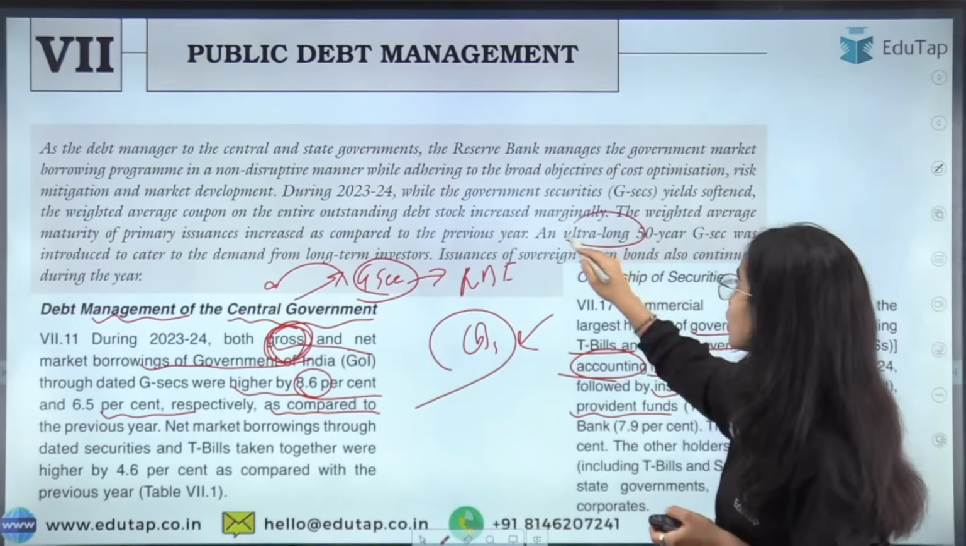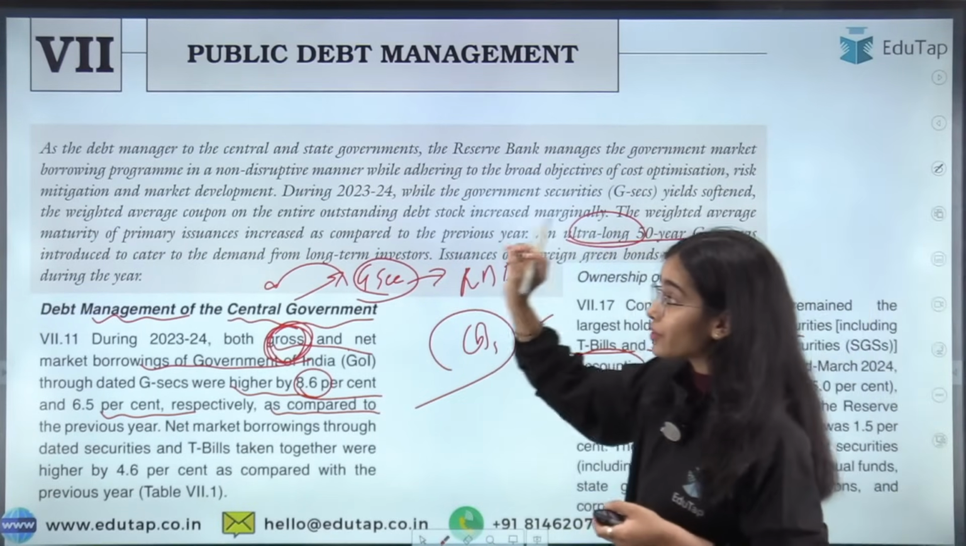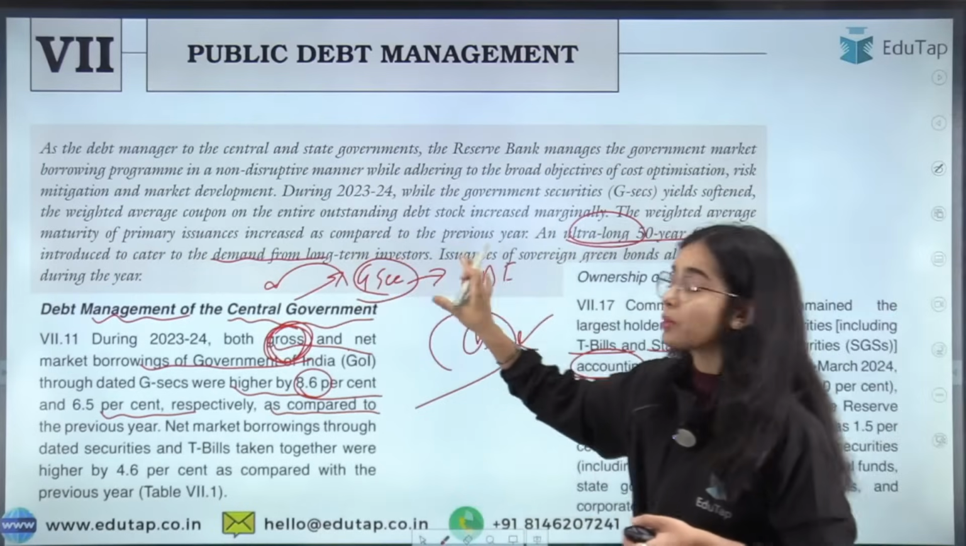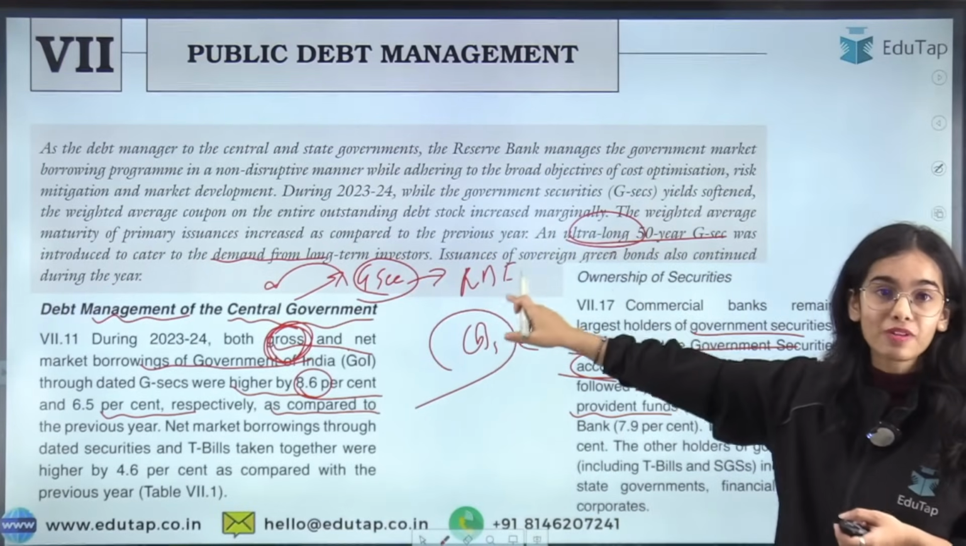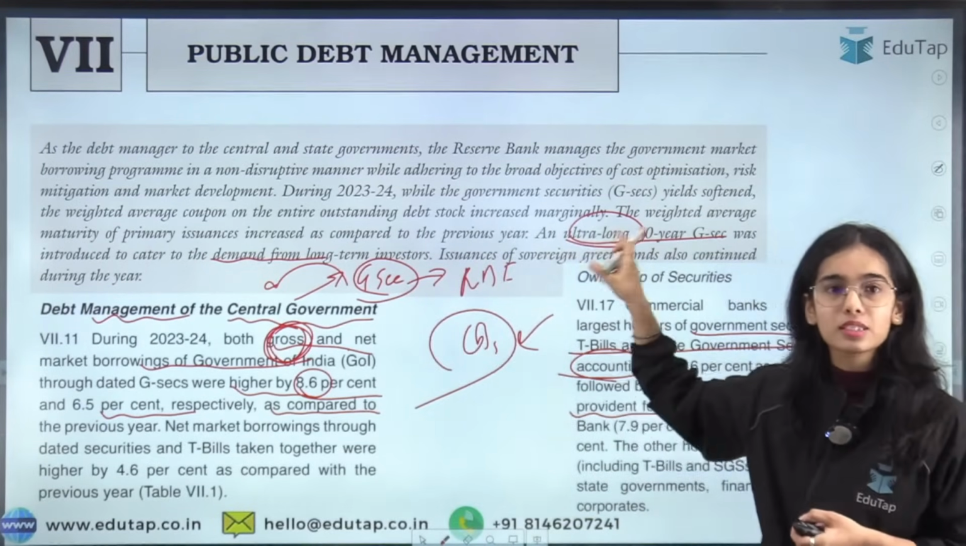Now, an ultra-long 50-year government security was introduced to cater to the demand from the long-term investors. So, this has been introduced in this financial year of 2023-24. So, this is some new point.